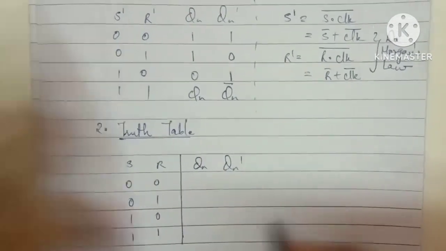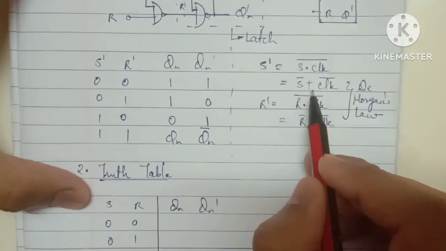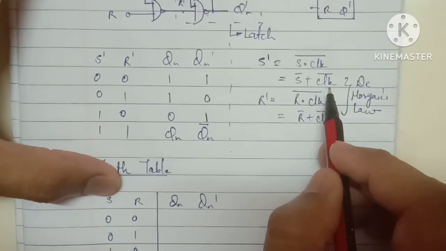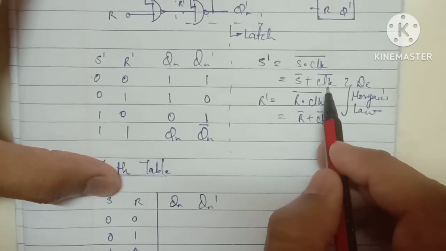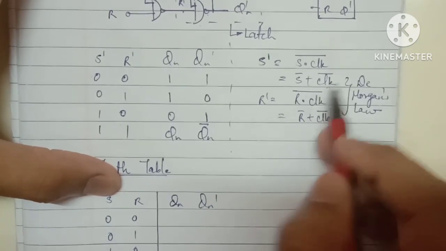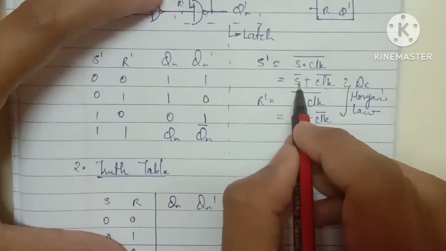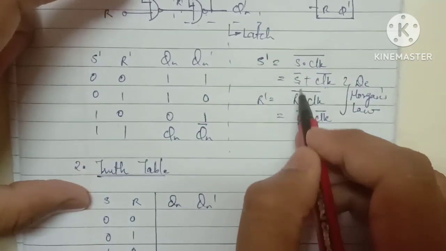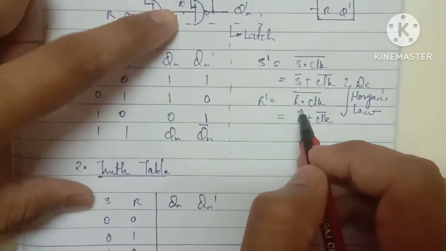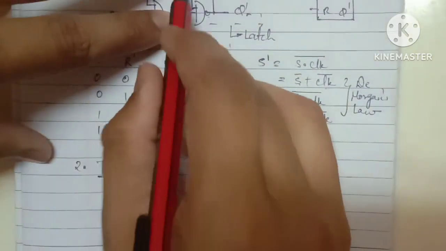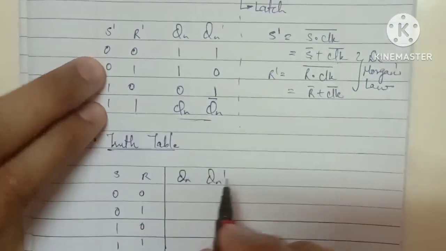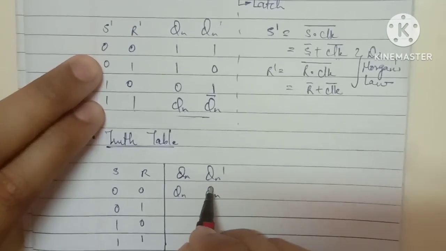Understood? Now, when S and R are equal to 0, the clock will always remain high. Always high means the complement of high is 0, and 0 plus anything is that number only. So S bar and R bar, both inputs are 0, and the complement of 0 is 1, so 1 1 will come here. Whenever the inputs are 1 1, it will provide you this part. That's why I have drawn this table, so this will remain there.